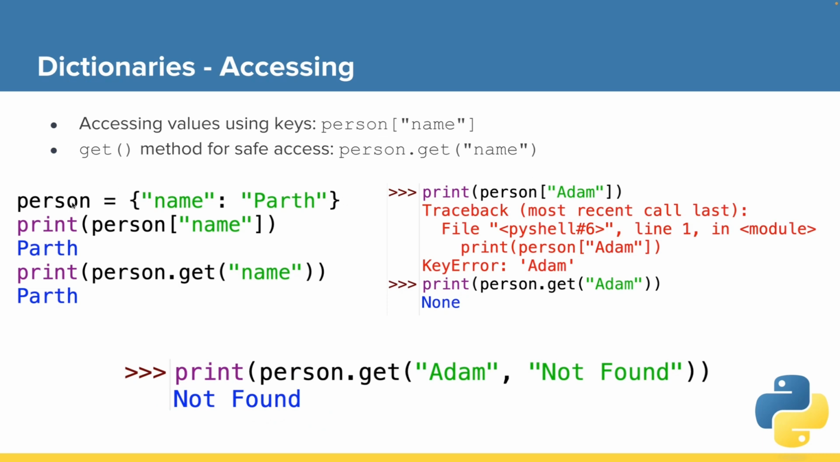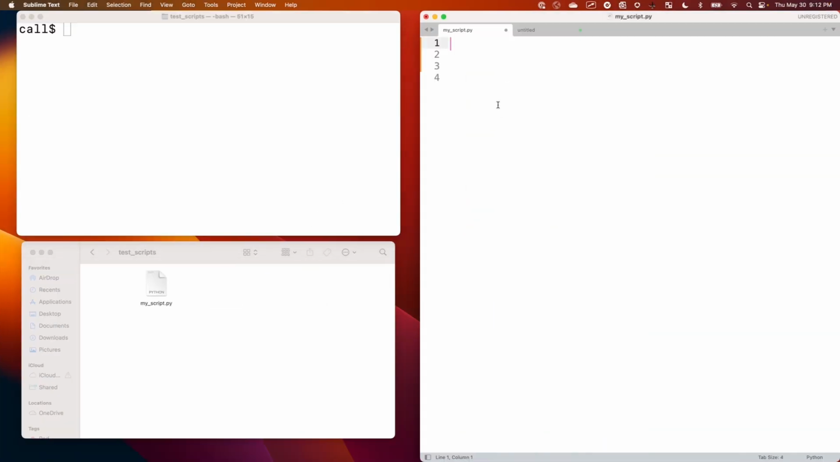In all reality, probably the way you'll do it most of the time is by using the square brackets and then the value of a key, but there will be instances where we can use the get method. So let's hop over here and look at an example.